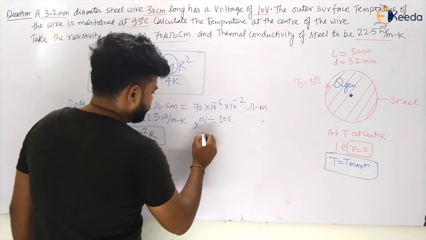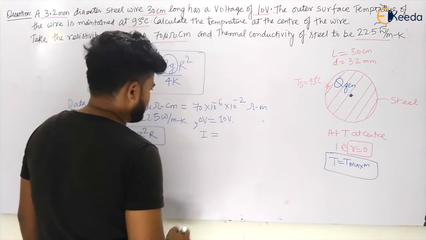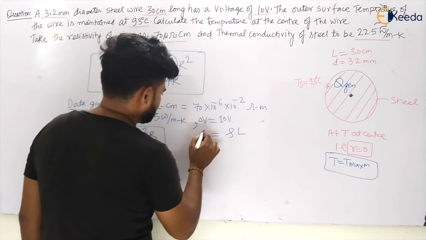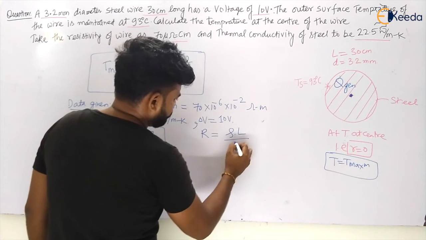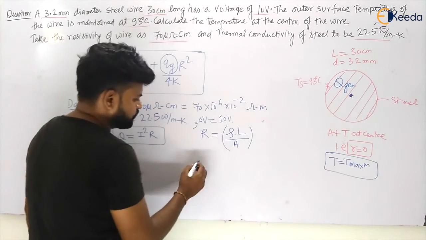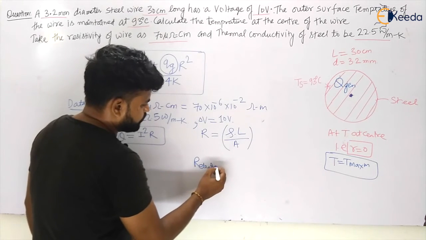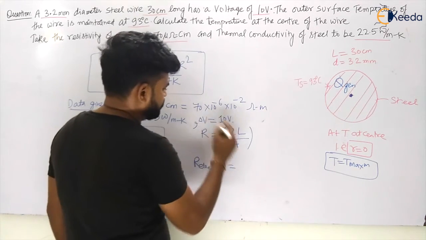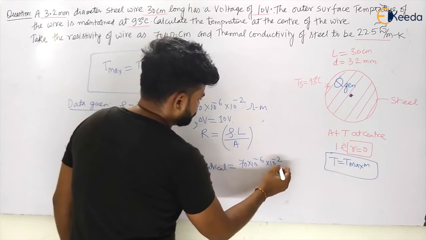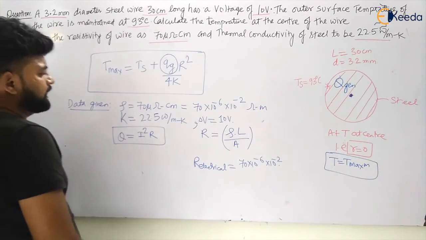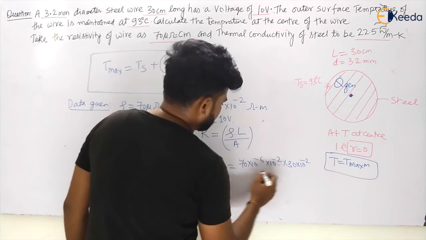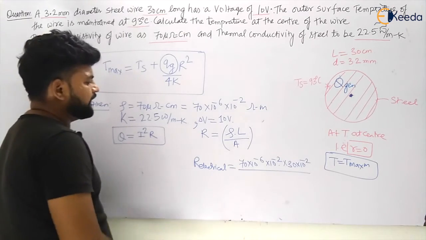Now, the resistance is given by rho L by A, where rho is your resistivity. So let us put all values. R electrical is equal to rho, which is 70 into 10 to the power minus 6 multiplied by 10 to the power minus 2, into the length of the wire, 30 centimeter, so this will become 30 into 10 to the power minus 2, because it is given in centimeter and I have converted it into meter, divided by the area of this wire.